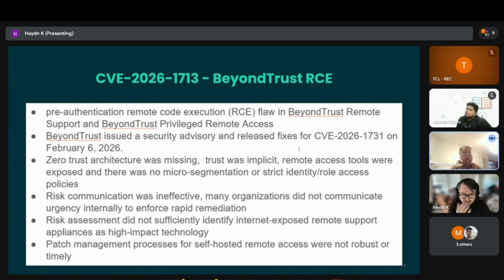Even after vendors disclosed and CISA, it was on the CISA KEV listing, a lot of organizations didn't communicate urgency internally across their teams, and so this hindered rapid remediation. So there was a lack of communication, and then security advisories didn't translate things in a timely manner into operational actions.